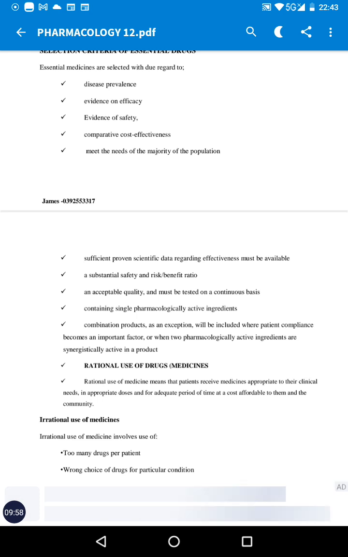such that the efficiency and the quality is being maintained, and if possible being improved. Now, the next thing is that it should contain a single pharmacologically active ingredient. What is used to make that particular drug has to be a very active ingredient. Combination products, as exceptions, will be included where patient compliance becomes an important factor, or when two pharmacologically active ingredients are statistically active in a product.